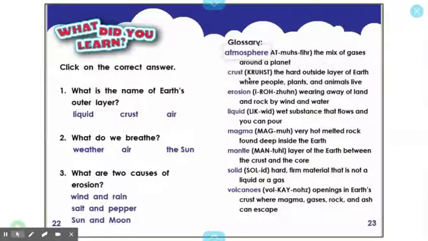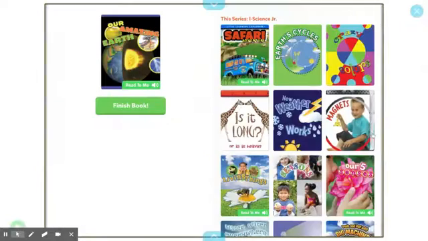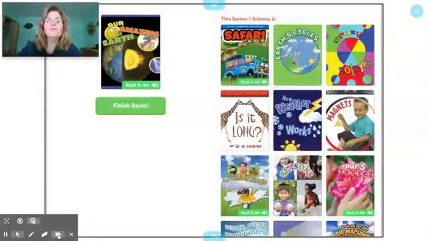And then here's our glossary if we need to know how to pronounce something. Remember, a glossary is like a dictionary at the back of the book. And then at the very back of the book, we have an index. But in this case, we do not have an index, which is interesting.